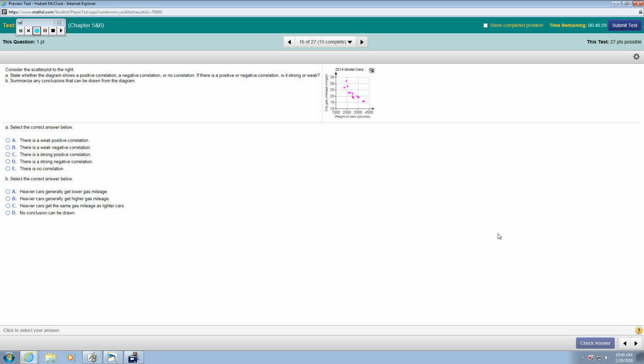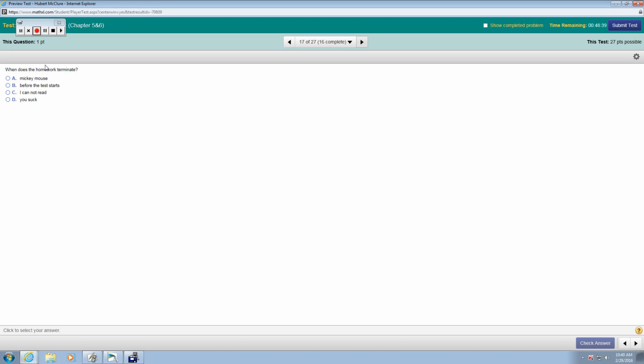Correlation down, so that means what kind of correlation? Negative correlation. So there is a strong negative correlation. The heavier the car, the lower the what? When does homework terminate before the test starts?